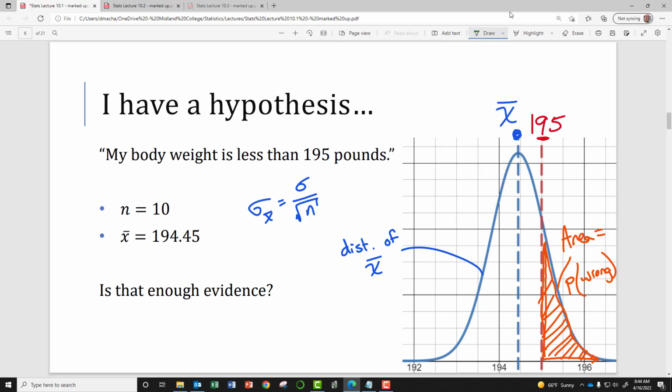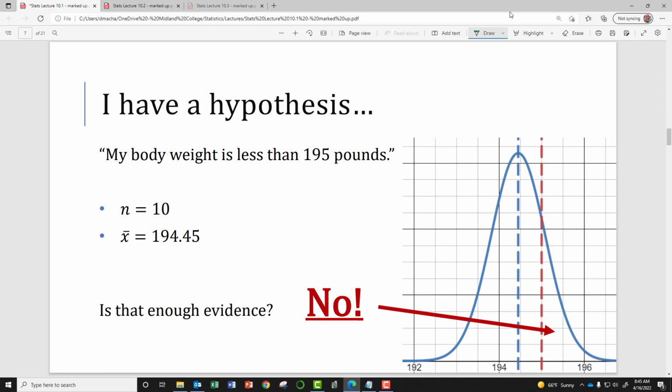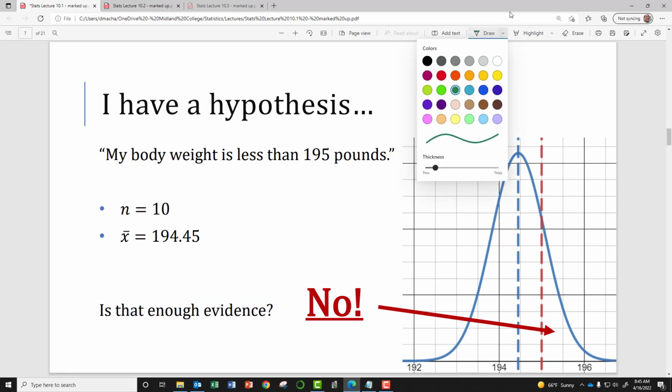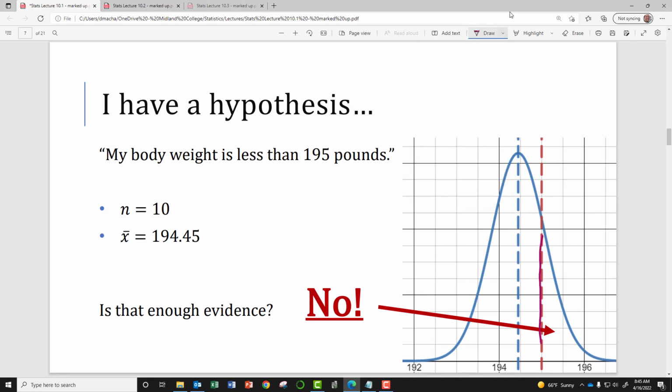So the larger that area is, the less confidence I have in my hypothesis. And this is a pretty big chunk of the area. So I can't really conclude with very much certainty that my body weight is less than 195 pounds. In other words, there's some evidence for that, but there's really not enough evidence. And again, the reason is that this area over here is just too much. It's too big of a chunk of the total area under the curve.